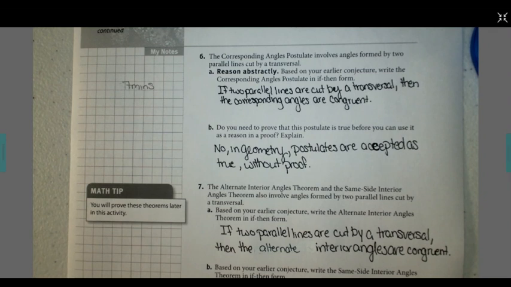As you can see, the answers to questions number 6 and 7 have now been provided for us. Here in question 6a, I've written down, if two parallel lines are cut by a transversal, then the corresponding angles are congruent. Because this is a postulate, there's no need for us to prove this. Postulates in geometry are always accepted as the truth.